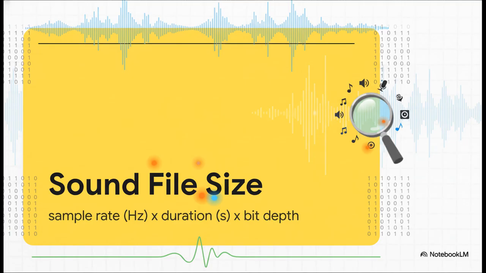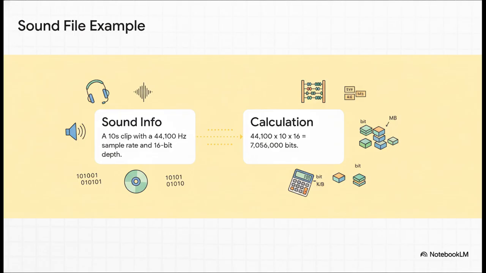And finally, let's talk about sound. For an audio file, you're going to multiply the sample rate in hertz by the duration of the audio in seconds, and then by the bit depth. So, picture a 10-second sound clip at standard CD quality. That means it has a sample rate of 44,100 hertz and a 16-bit depth. So we multiply 44,100 by 10 seconds, and then by 16 bits, which gives us a file size of just over 7 million bits.